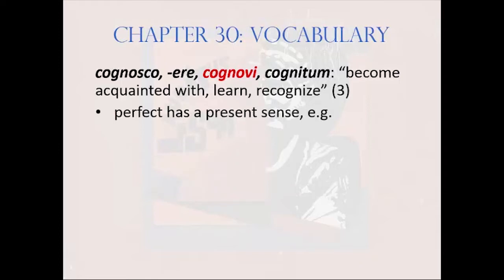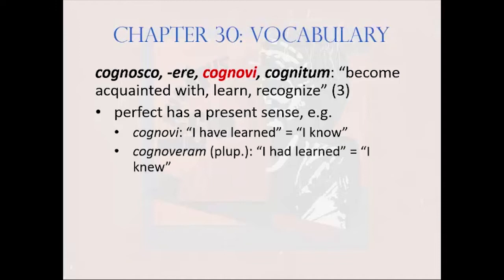Its past tense meaning, having learned, amounts to the same thing as knowing in the present. Thus, the best translation of cognovi is often I know. Likewise, the pluperfect cognoveram, literally I had learned, is the functional equivalent of I knew.